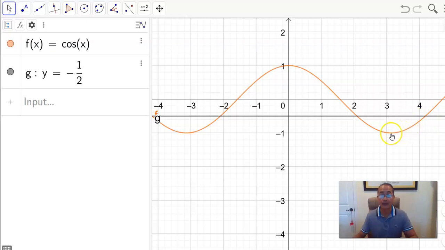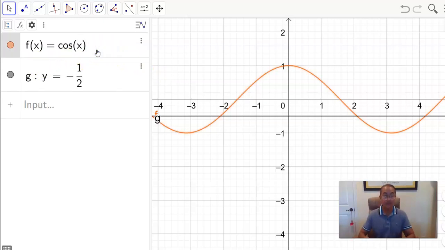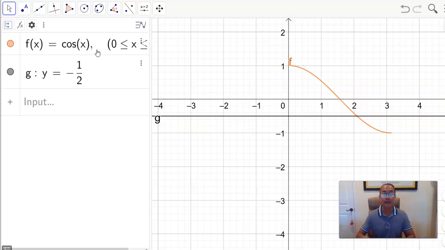So it looks like we cannot go beyond this minimum. Where is cosine -1? That should be pi. About 3.14. So we can't go beyond pi, and we don't want to be to the left of 0. So our restriction is going to be 0 less than or equal to x less than or equal to pi. And boom, there you go. This function is now 1 to 1.